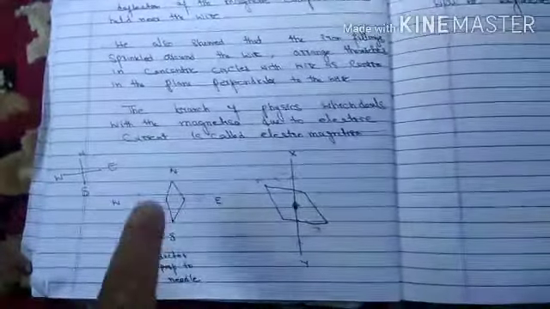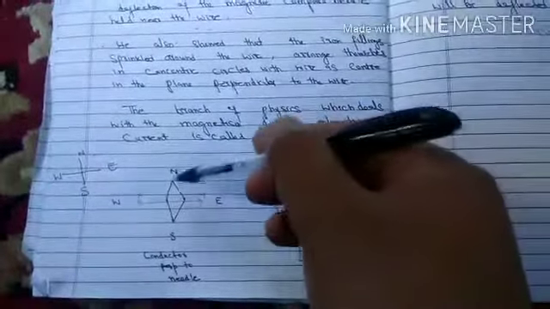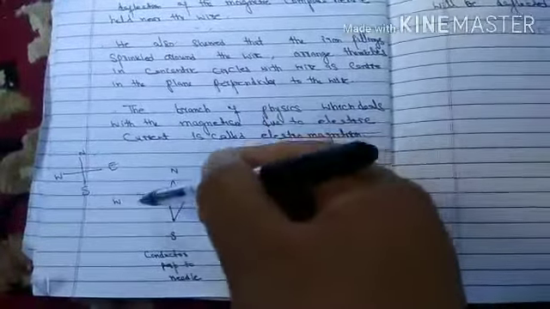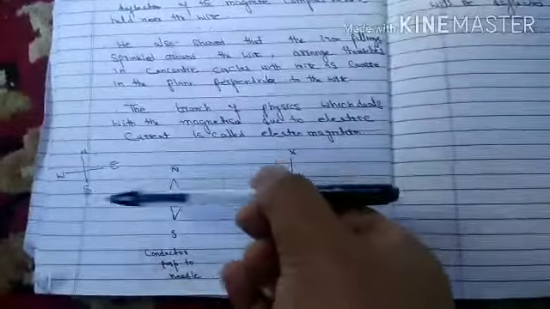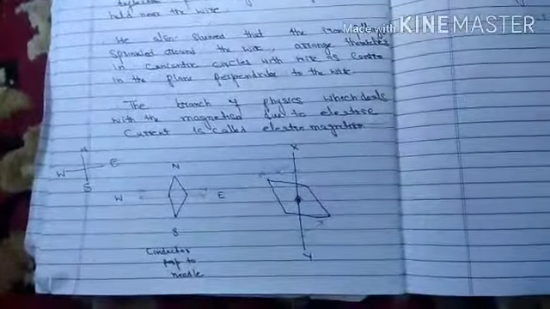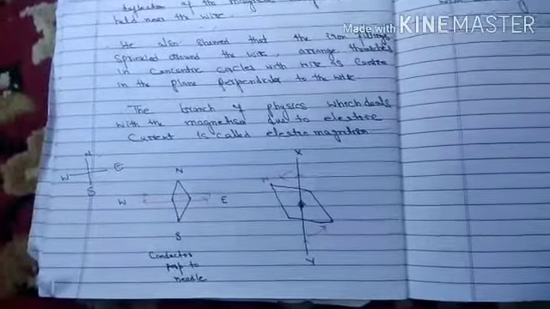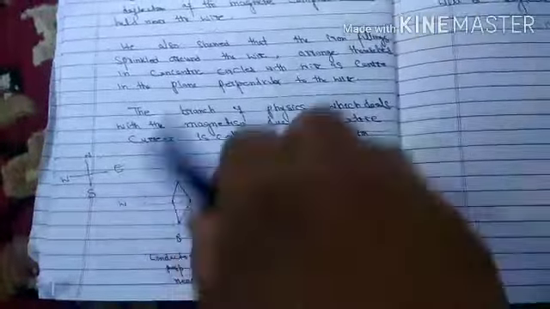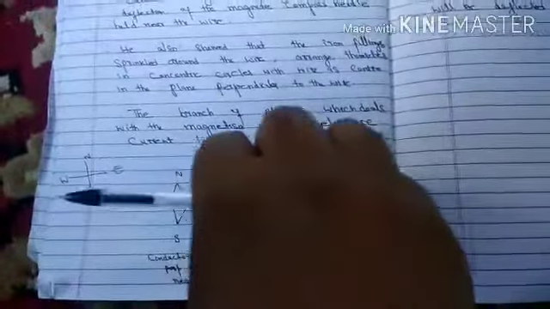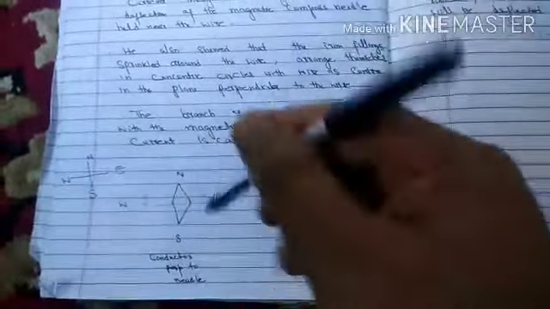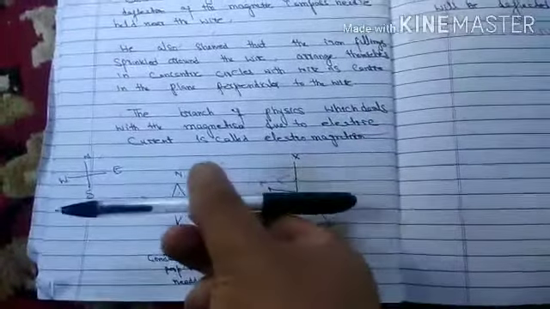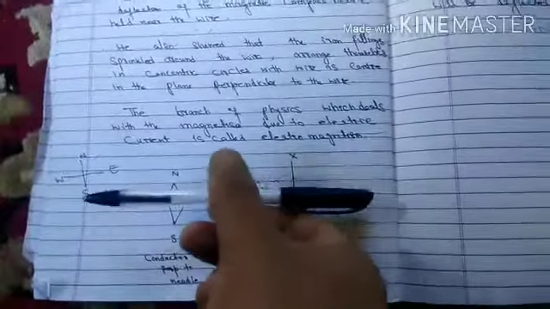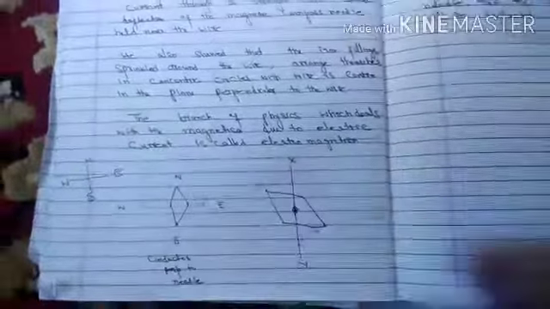In Oersted's experiment, the current-carrying conductor was brought near the magnetic needle, but perpendicular to the axis of the needle. You see the conductor and the needle, and there was no deflection, because the conductor was perpendicular to the axis of the needle. This is the axis of the needle.